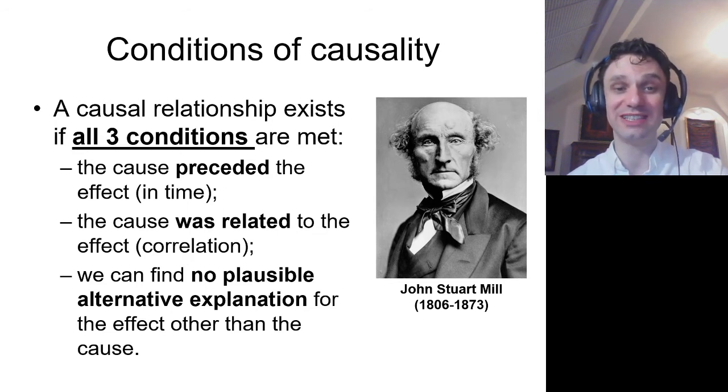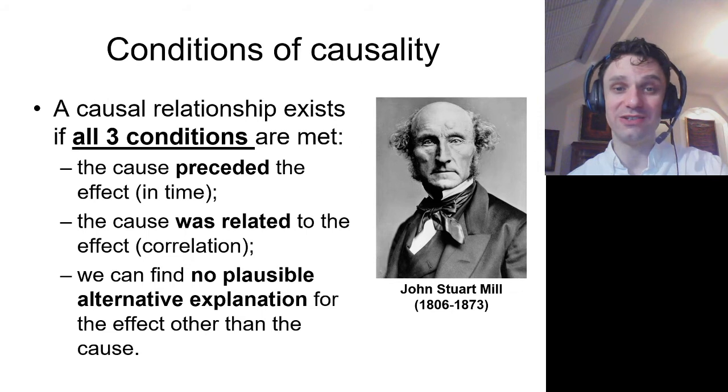The cause must precede the effect in time. The cause should be statistically related to the effect: when one arises, the other one should also arise. And the third condition is extremely important. We should not be able to find any plausible alternative explanation for the effect other than the cause.